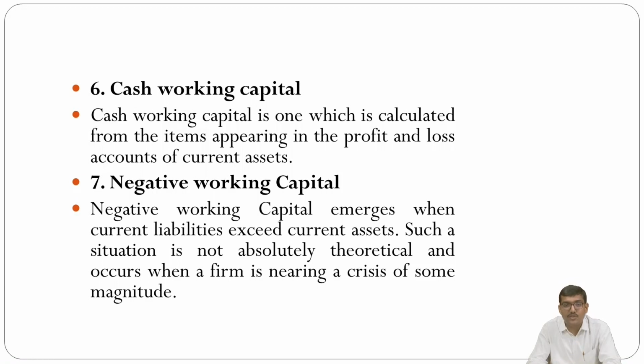Next is cash working capital and negative working capital. The cash working capital is one which is calculated from the items appearing in the profit and loss account of the current assets. The negative working capital emerges when the current liabilities exceed the current assets. Such a situation is not absolutely theoretical and occurs when a firm is nearing a crisis of some magnitude. So these are the different types of working capital.